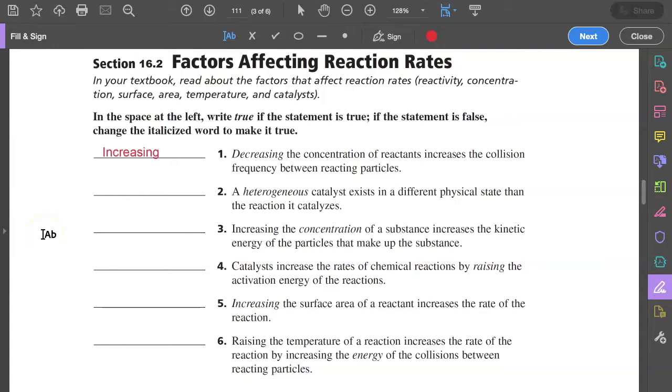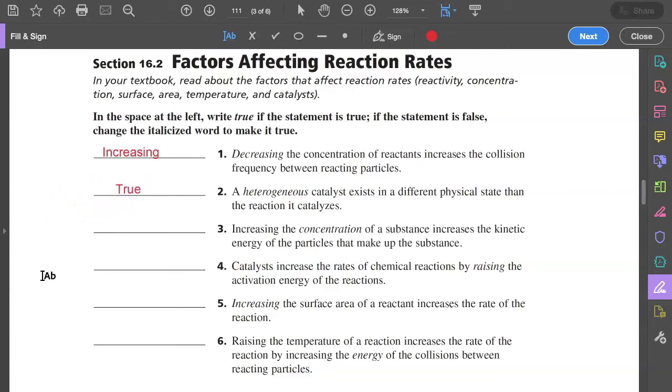No, that's not right, is it? It's increasing the concentration that allows us to have more particles, thus increasing the collision frequency. Number 2, a heterogeneous catalyst exists in a different physical state than the reaction it catalyzes.